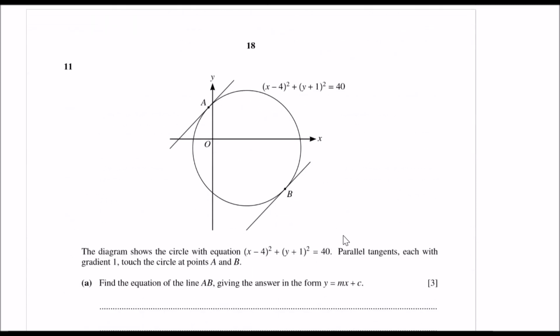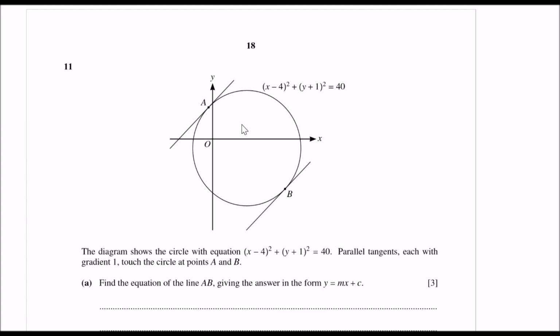Now the last question, question number 11. This is the question from circle. Now, as you can see, a diagram given, and the diagram shows a circle with equation x minus 4 whole square plus y plus 1 whole square equal to 40. Parallel tangents each with gradient 1, so tangents gradient equal to 1, touch the circle at points A and B. Find the equation of the line AB, giving the answer in the form y equal to mx plus c.